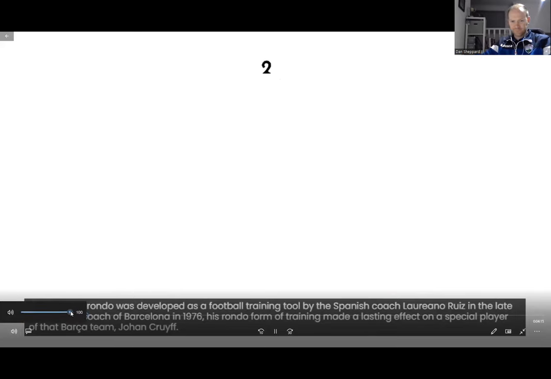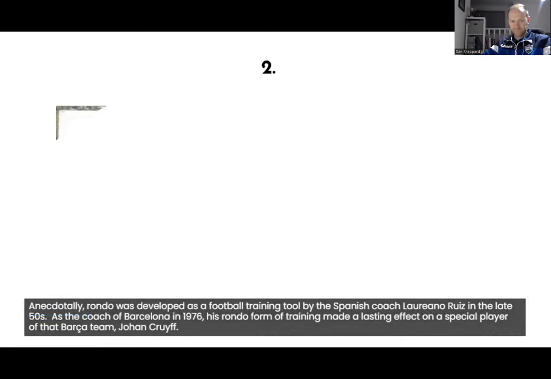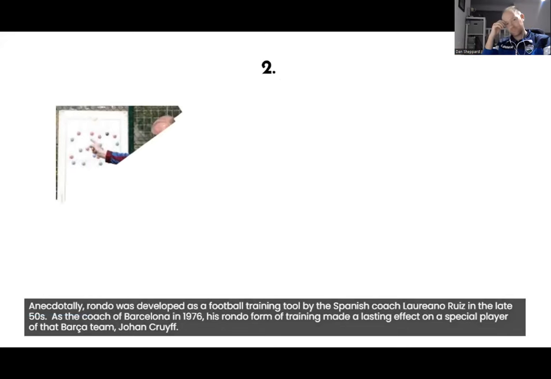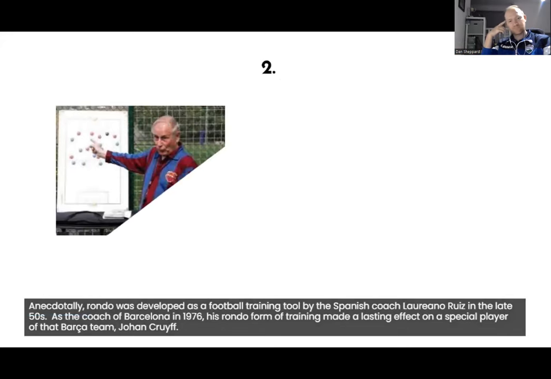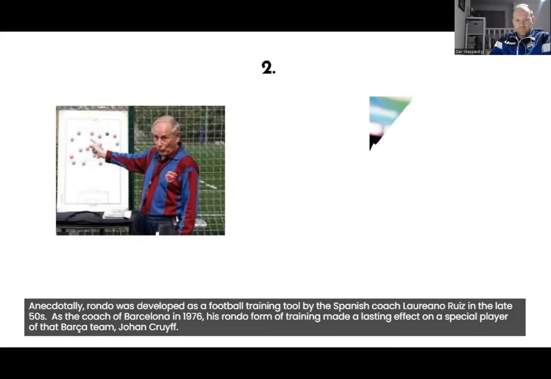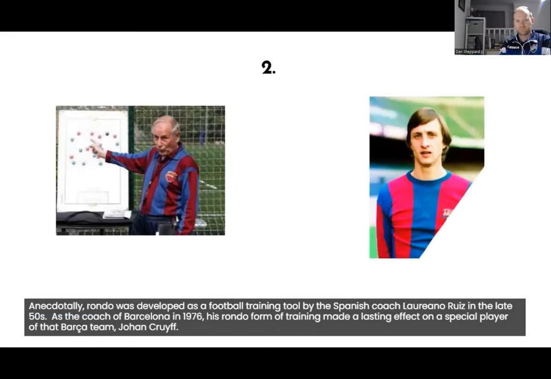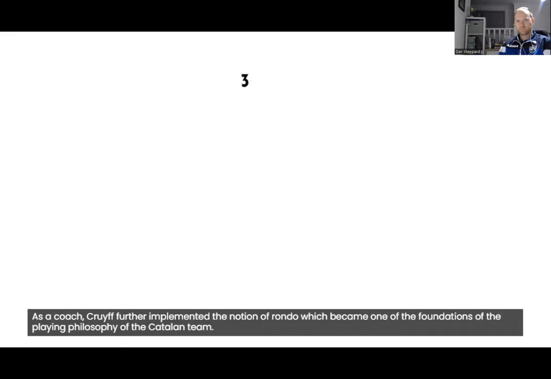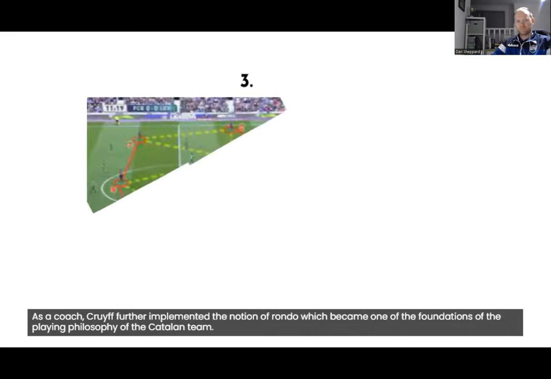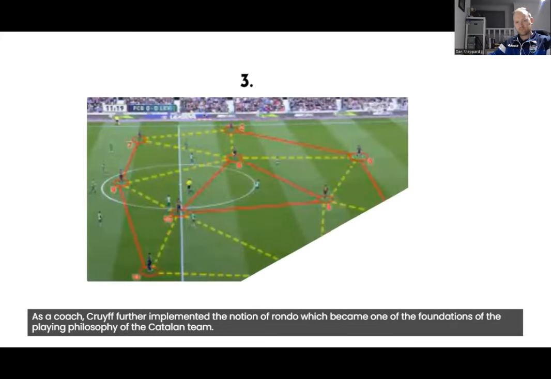Anecdotally, Rondo was developed as a football training tool by the Spanish coach Loriano Ruiz in the late 50s. As the coach of Barcelona in 1976, his Rondo form of training made a lasting effect on a special player of that Barca team, Johan Cruyff. As a coach, Cruyff further implemented the notion of Rondo, which became one of the foundations of the playing philosophy of the Catalan team.